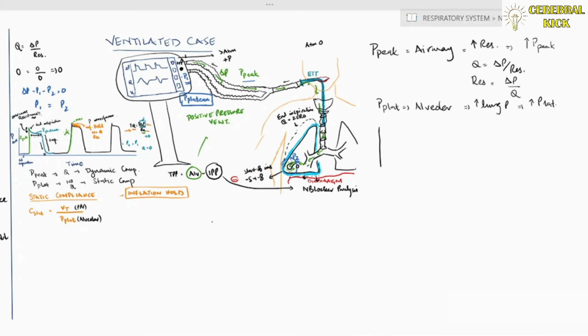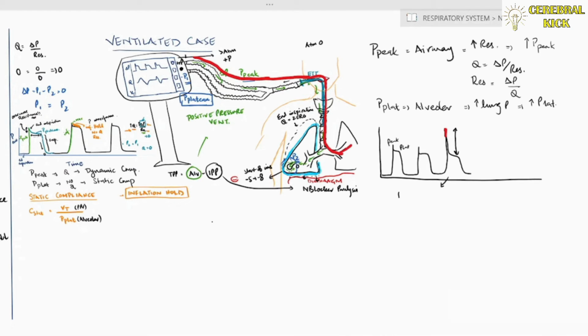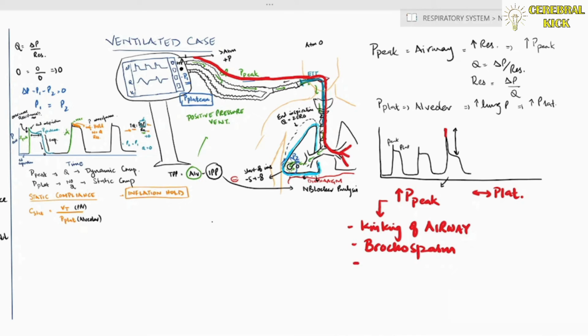So let's just be practical about it. If I were to see peak pressure and plateau pressure on a ventilator and suddenly peak pressure increases but the plateau pressure remains the same, what would that indicate? That would indicate that something is wrong with the airways, right? It starts from the breathing circuit all the way down. So I would be suspecting kinking of airways, bronchospasm. Anything that increases the resistance would require greater peak pressures, right, to overcome the resistance of the airways and generate flow.